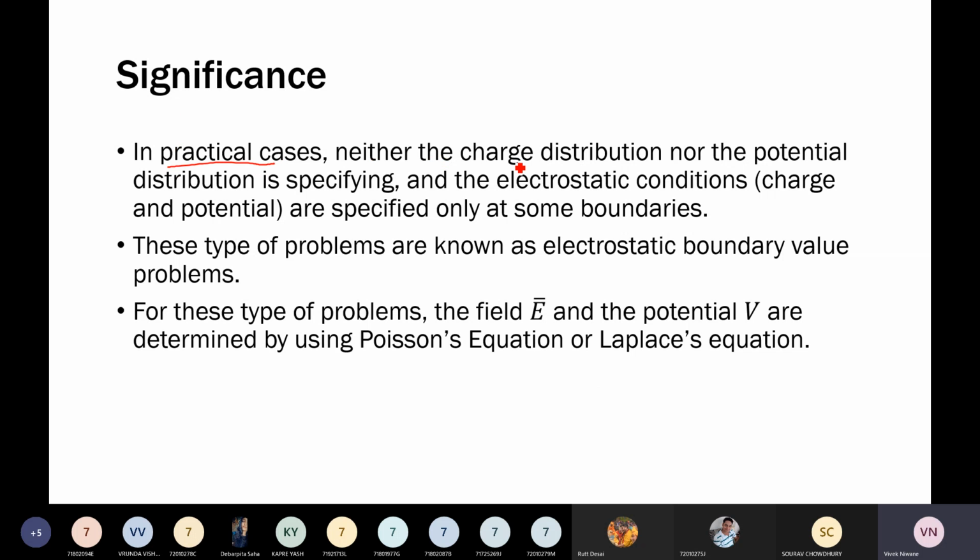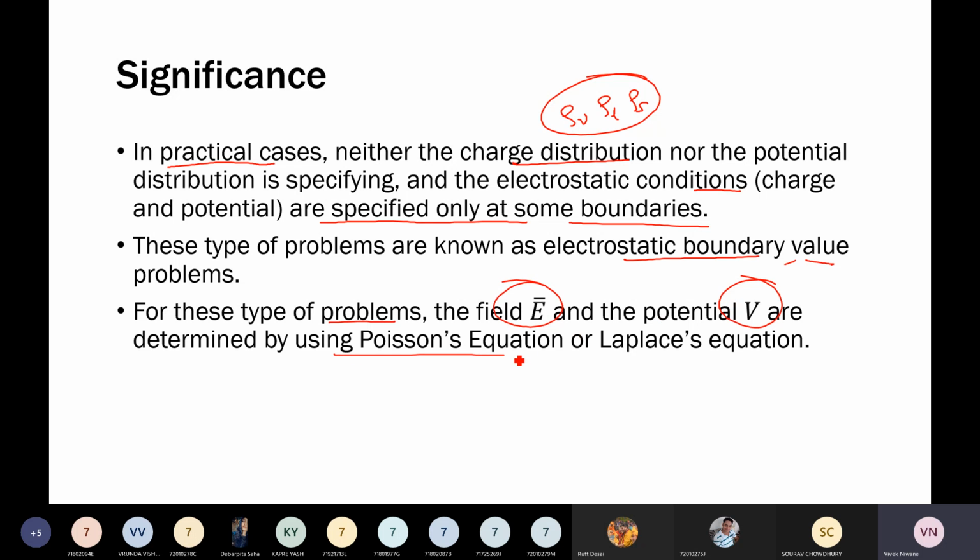In practical cases, neither the charge distribution nor the potential distribution is specified; only conditions at some boundaries are known. The charge distributions rho v, rho l, rho s are good for numericals, but in actuality we don't know them. What we know, and can measure, is how much voltage there is and how much electric field there is. So these types of problems are known as electrostatic boundary value problems. For these problems, the electric field intensity and the potential V are determined using Poisson's equation and Laplace equation. So in practical cases, everything comes from here.